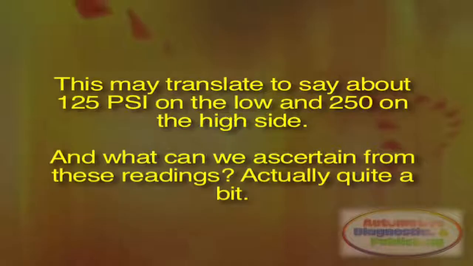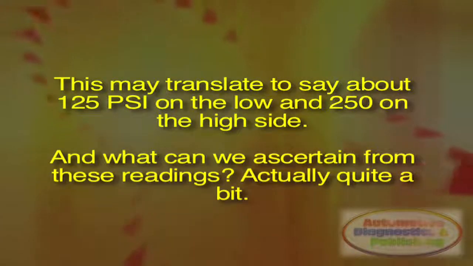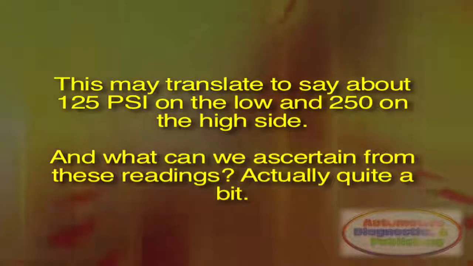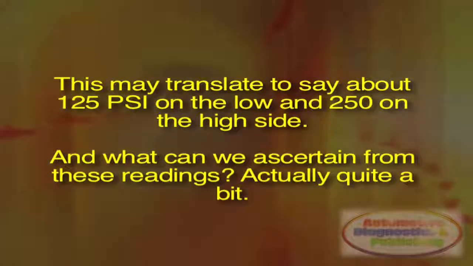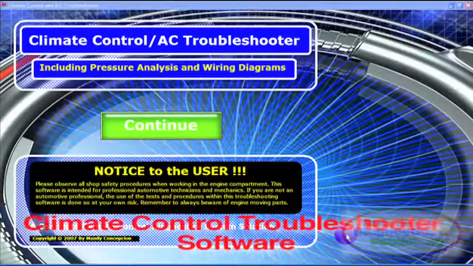Case 1. High pressure on the low side and baseline pressure on the high side. This may translate to, say, about 125 psi on the low and 250 on the high side. And what can we ascertain from these readings? Actually quite a bit. We'll begin by starting our climate control troubleshooter software.